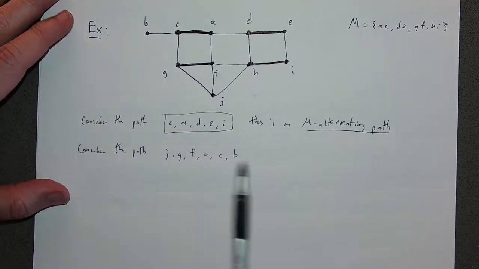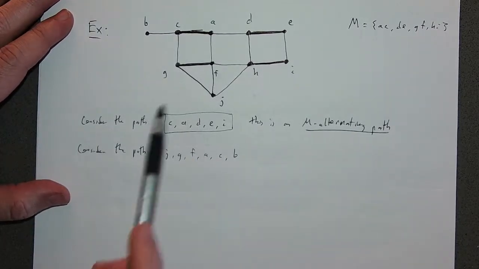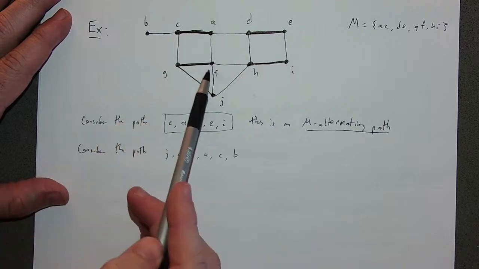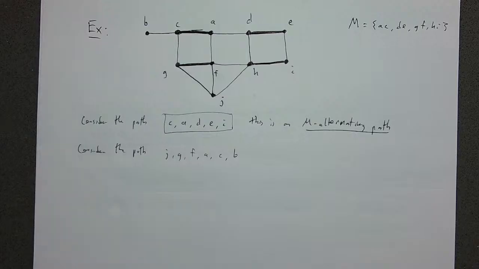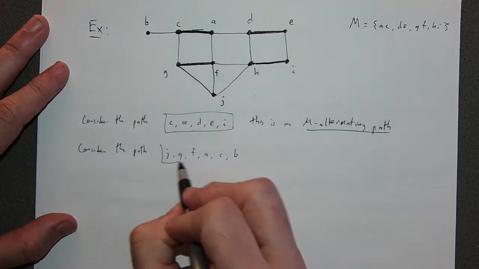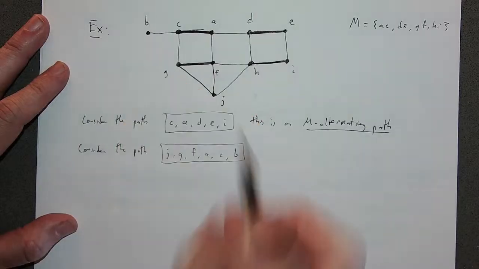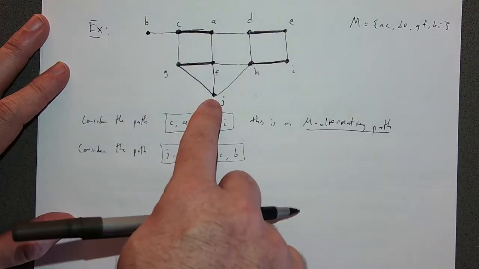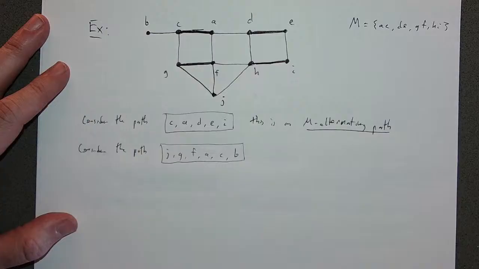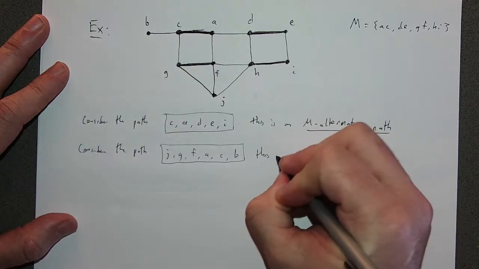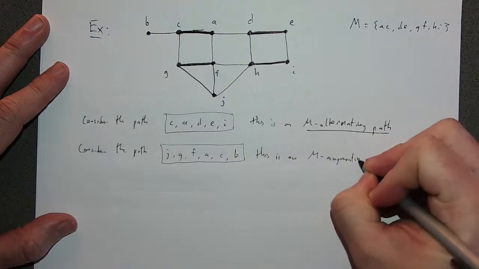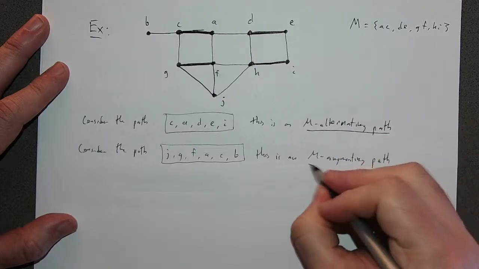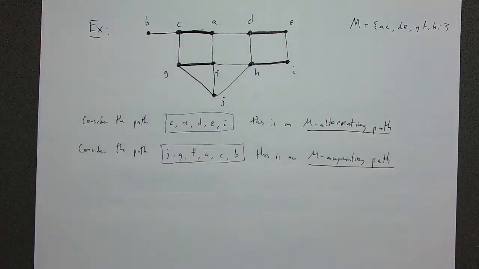And the thing you notice here is the endpoints of this. So this is definitely an alternating path, right? Not in M, in M, not in M, in M, not in M. Okay. And what you notice here about this path is that both endpoints are M unsaturated. J is not incident with an edge that's in M, neither is B. So this is an M augmenting path.